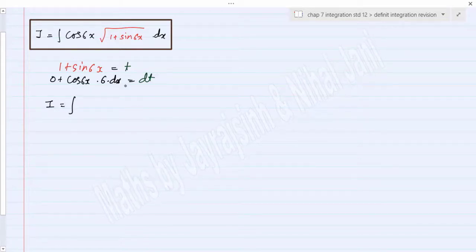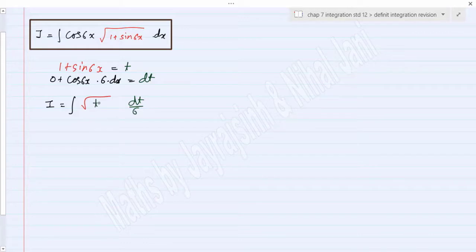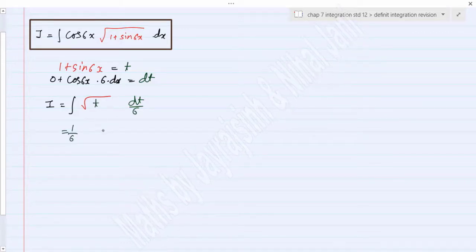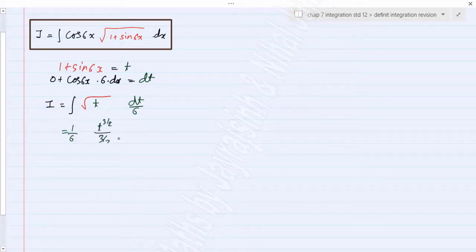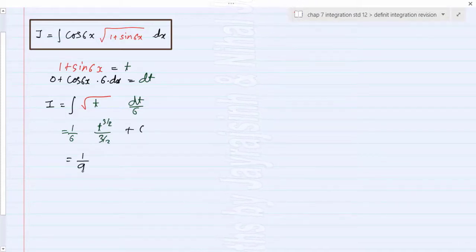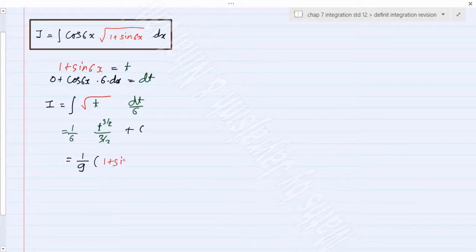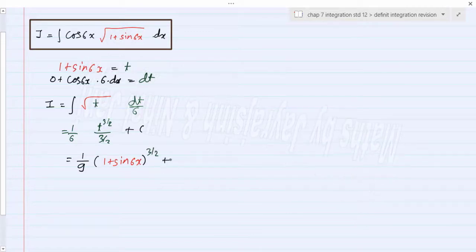So we are ready to modify our integration. This cos 6x dx will become your dt by 6, and under root of 1 plus sin 6x is now your t. So 1 by 6 we will take outside. Integration of root t is t raised to 3 by 2 upon 3 by 2 plus c. So we will get 1 upon 9, and instead of t you have to put 1 plus sin 6x whole raised to 3 by 2 plus c, which is your final answer. Ta-da!